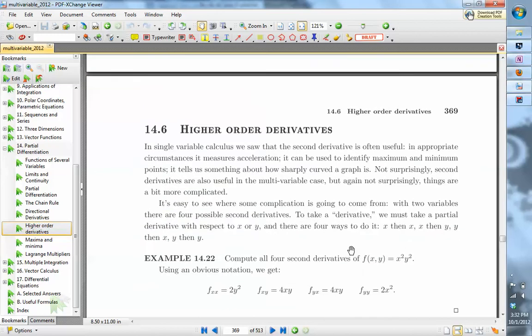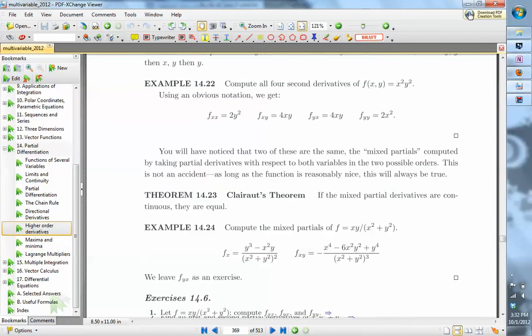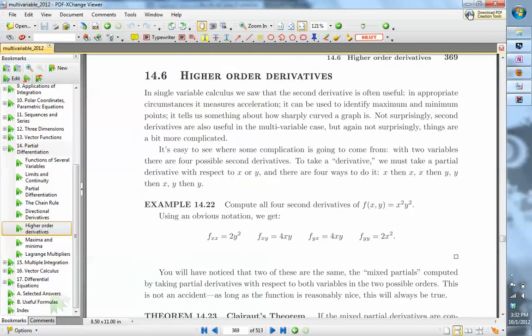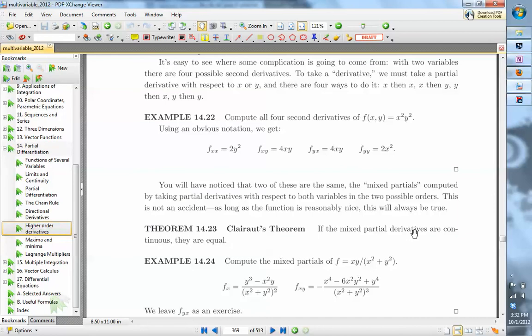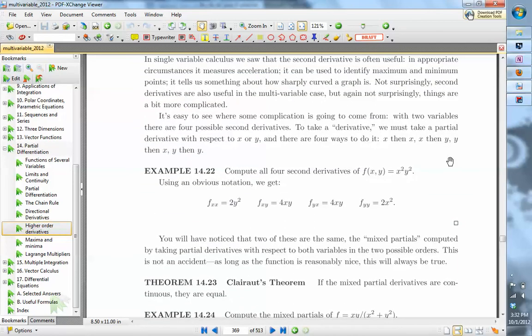So higher order derivatives, as I mentioned, this is a really short section. I think I can get almost all of it on one page. It starts here and it ends here. We kind of foreshadowed this in an earlier exercise. We know about the first partial derivatives, f sub x, f sub y. This is really just what do second derivatives look like? What do third derivatives look like?